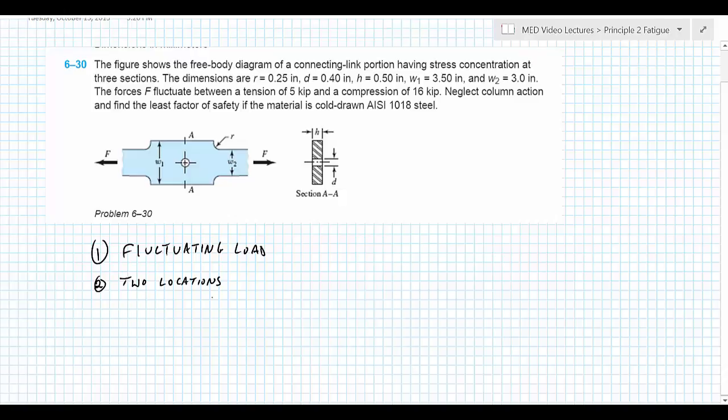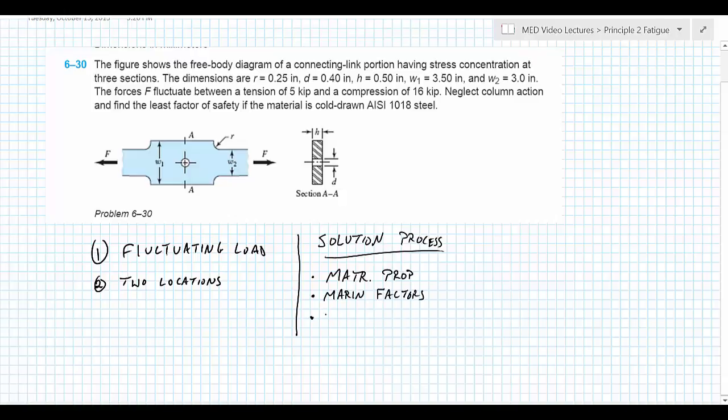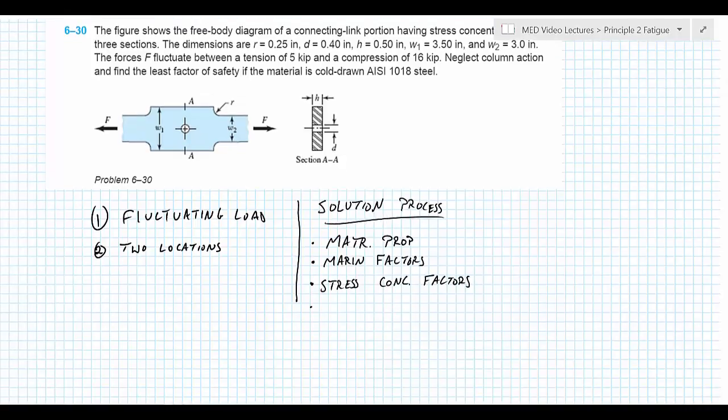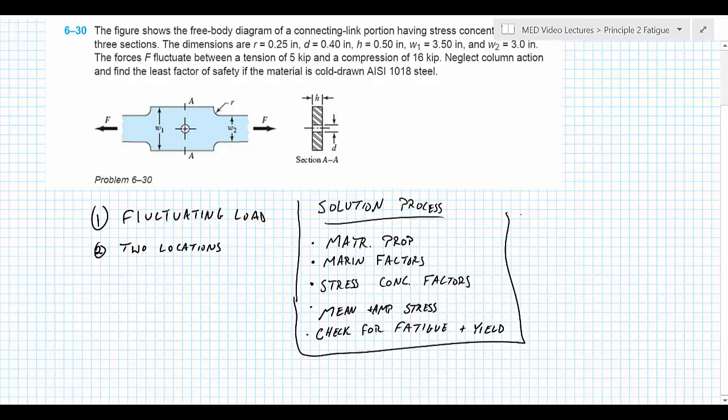Alright, so a lot of this is just applying the fundamentals, but we'll go ahead and make a nice solution process for ourselves to follow. The solution process is: first determine the material properties. Next, we'll need to determine the Marin factors to modify the endurance strength. We'll need to calculate stress concentration factors. We'll need to evaluate the mean and amplitude stress. And finally, we need to check for both yielding and fatigue failure. Alright, so that's going to be our solution process.